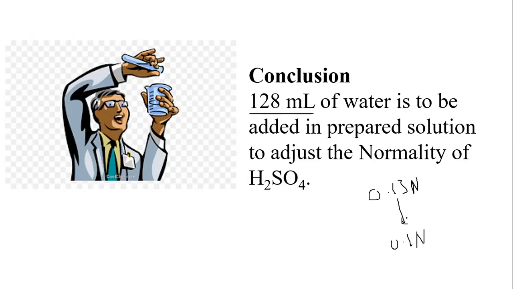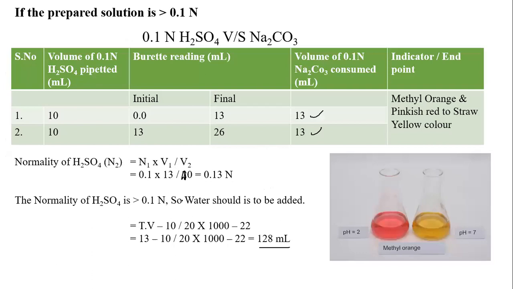Again, we will back titrate. We will titrate it and check it. We have to cross check. After adding this 128 ml of water to our so-called 1000 ml solution, again we have to titrate with a primary standard, that is sodium carbonate. Again, we have to add methyl orange indicator. Then we have to calculate. We have to go through all these procedures. If we get 0.1 normal, then exactly our 0.1 normal solution is ready.